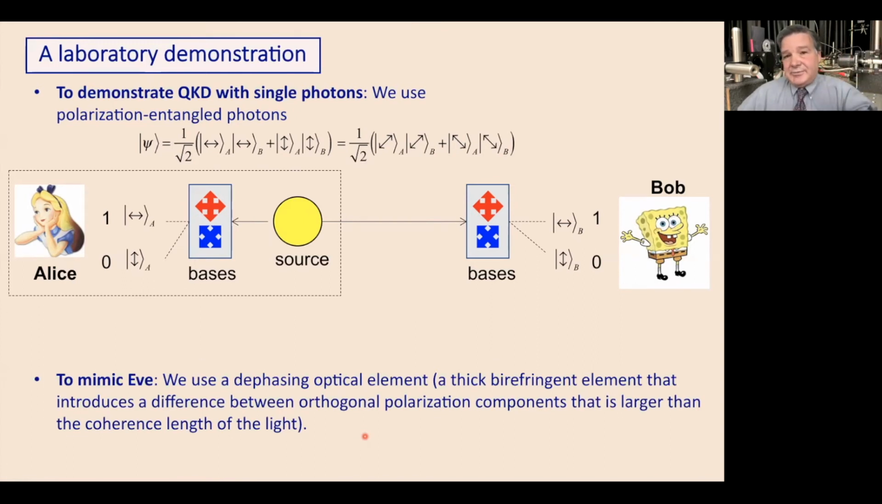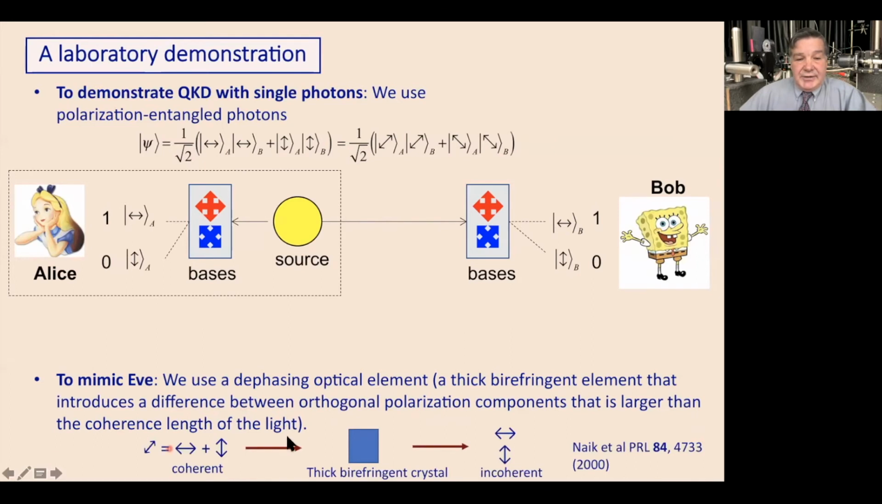How do we demonstrate this principle in the laboratory for students? Well, it's very impractical to detect the photon that Alice sends to Bob and then re-emit it. That's just too difficult. But what we could do is mimic that effect of detection and sending by introducing a difference between the two polarization components that is larger than the coherence length, so it is almost as if the two possibilities are independent.